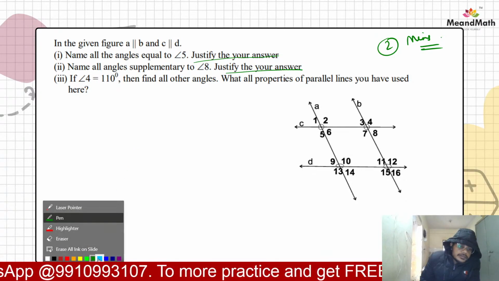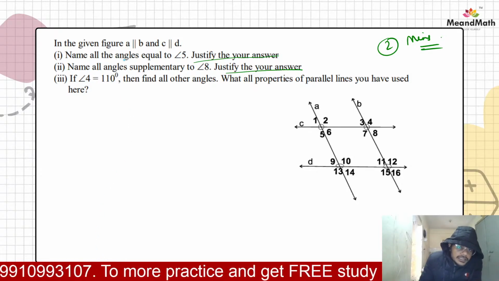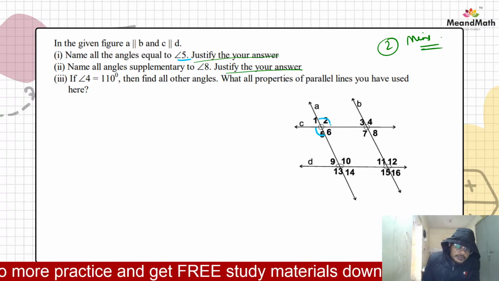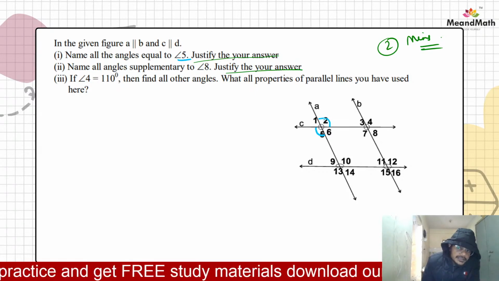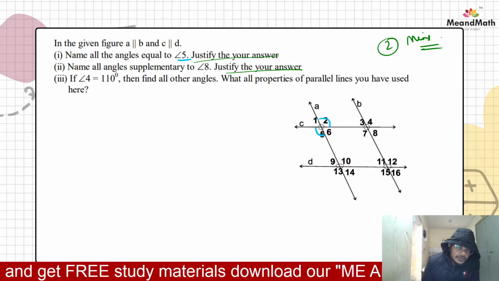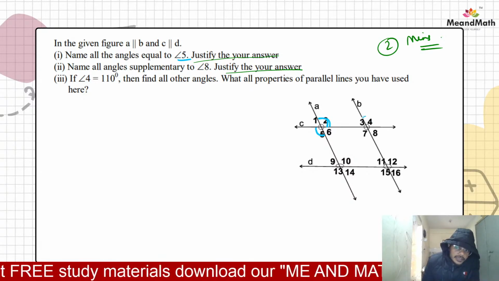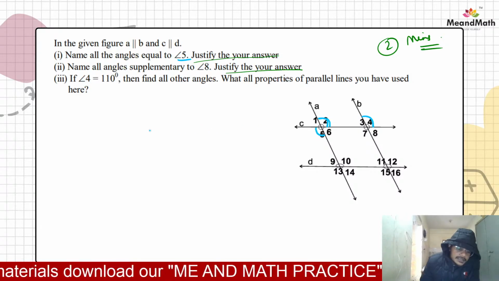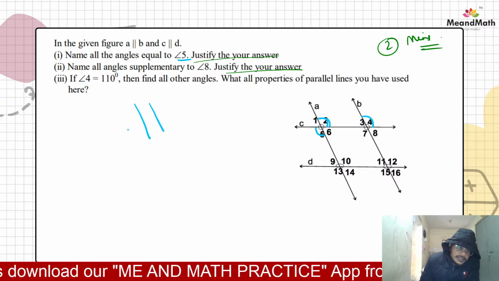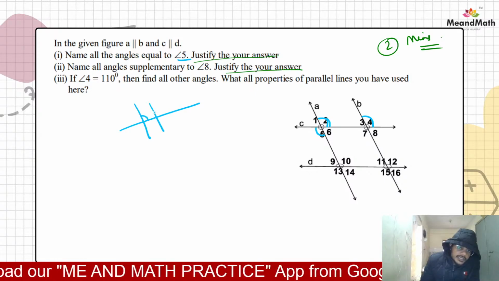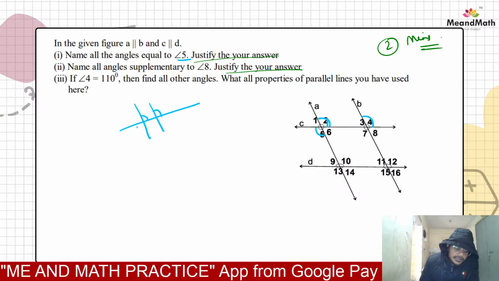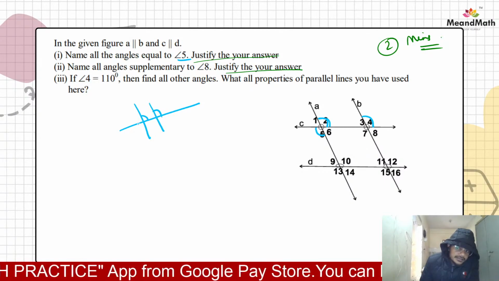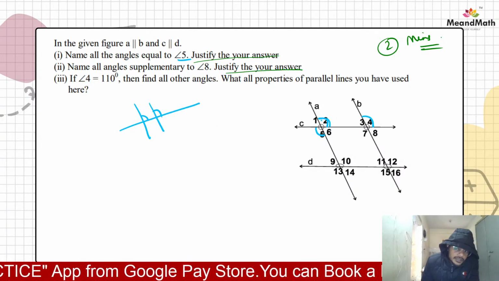First of all, let me change the pen. Name all the angles equal to 5. See, 5 is here. Then 2 should be equal to 5. Why? Because this is a vertically opposite angle. Now this 2 should be equal to this 4. Why? Because if there are two parallel lines and one line intersects them, these angles are corresponding angles. They should be equal.